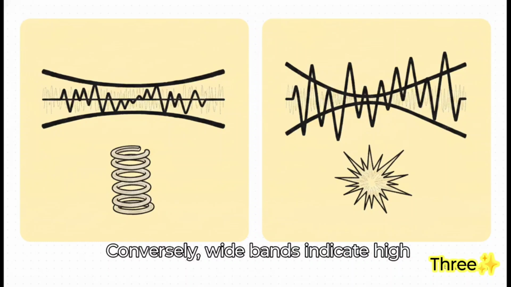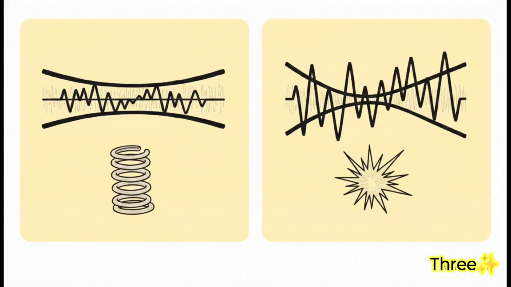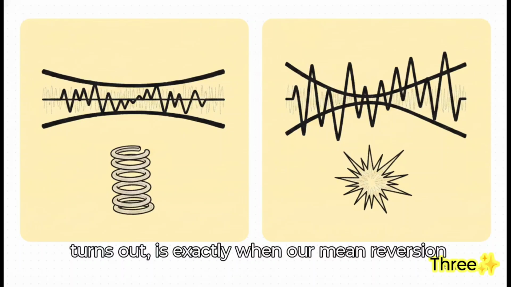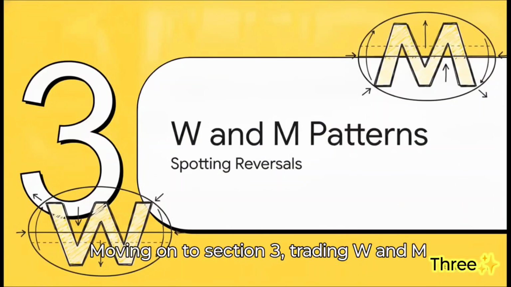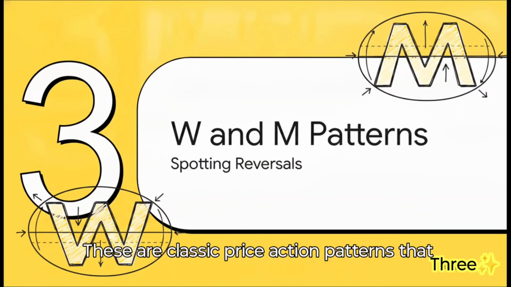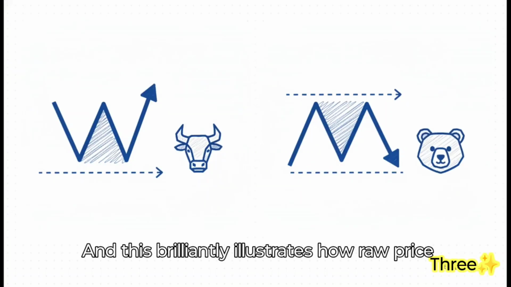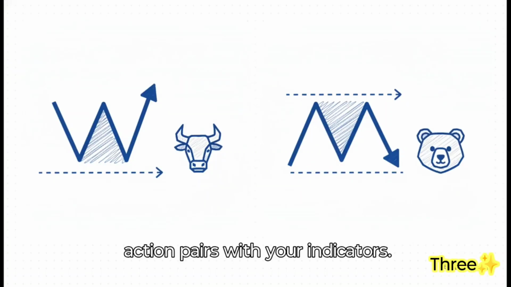Conversely, wide bands indicate high volatility and an expanded market range, which, as it turns out, is exactly when our mean reversion setups work best. Moving on to Section 3, Trading W and M Patterns, Spotting Reversals. These are classic price action patterns that form in direct relation to the outer bands. And this brilliantly illustrates how raw price action pairs with your indicators.